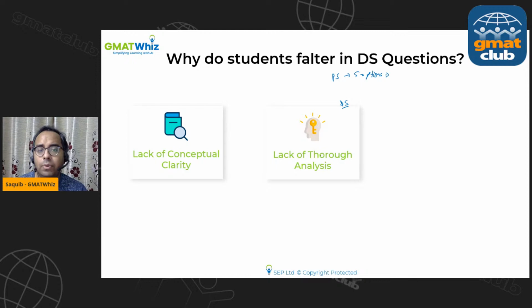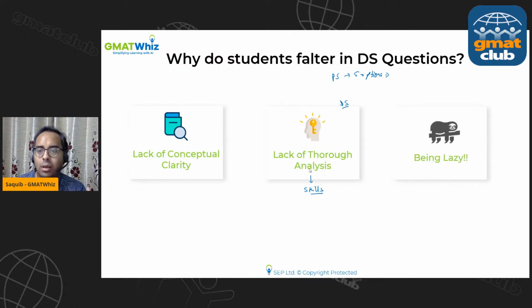So if you don't do a full analysis of the question, or if you don't apply the right kind of skills that are needed to do this analysis, then there's a good chance that you might end up falling for the trap. And don't worry, I'm going to take examples to help explain what I'm trying to tell you here. Okay. So if any of this seems vague, don't worry about it.